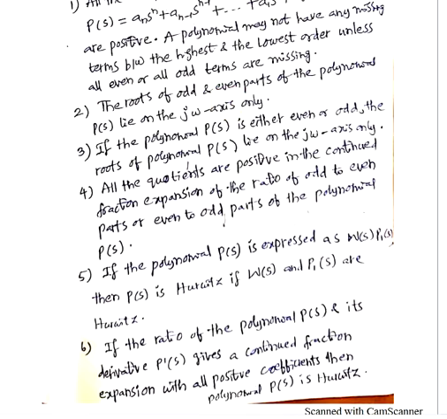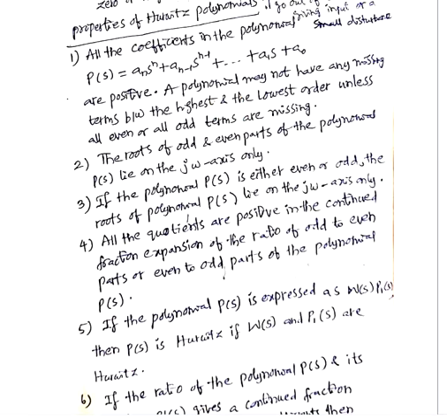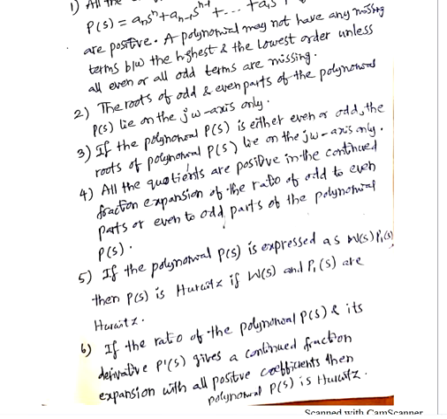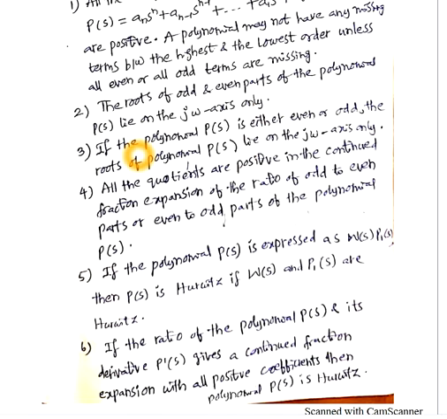Now let us go back and see the second property. The roots of the odd and even parts of polynomial p of s should lie on the j omega axis only. So this is the second one. What is the third one? The third one also says that if the polynomial p of s is either even or odd, the roots should lie on the j omega axis. So these two are with respect to roots.